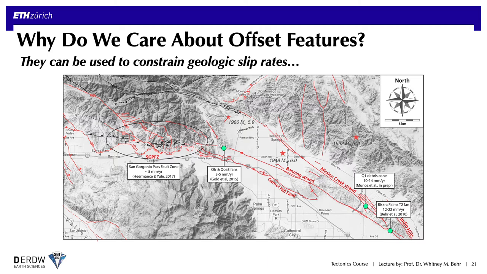So there's relatively fast slip in the slip rate sites on the southeast section of this image, the ones labeled Biskra Palms and Q1 debris cone. The slip rates on San Andreas fault strands there are at least 10 millimeters per year, but then that's contrasted with the less than 5 millimeter per year slip rates, measured over similar timescales, in the northwest section of the fault in what's termed the San Gorgonio Pass region. So it suggests that this tangled mess of faults in the San Gorgonio Pass region is somewhat of a structural knot, so to speak, that ruptures propagate into from the southeast and then die out instead of propagating through the structural complexity.